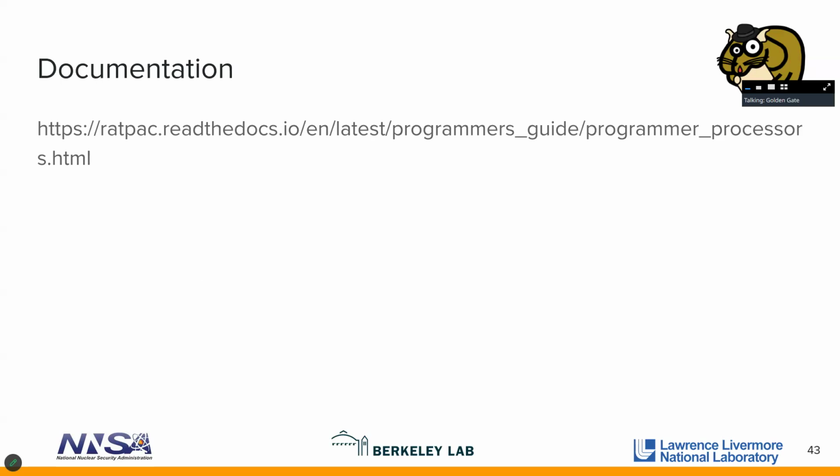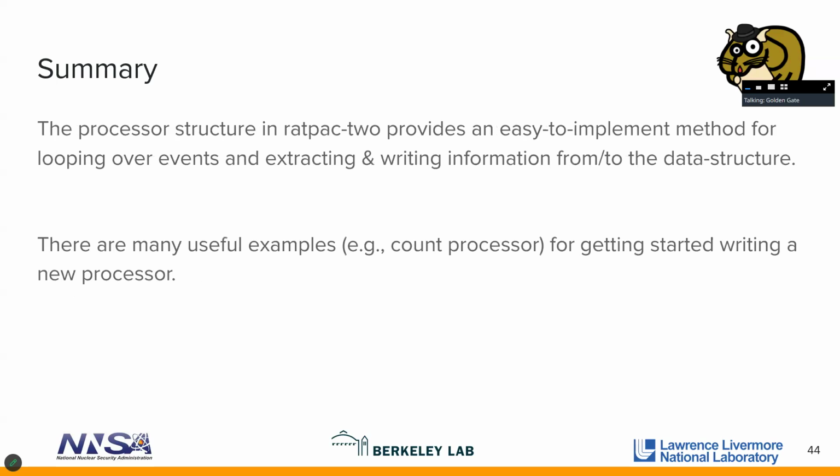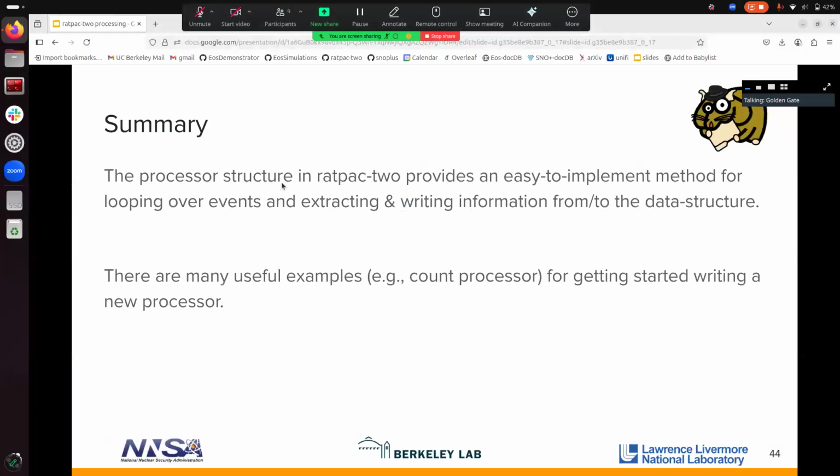Again, a lot of what I just talked about relating to building a processor is actually documented in the programmer guide, one of the only things in the programmer guide that's actually up to date. So writing a processor should be fairly well documented. Okay, and I think that's it. I would just say, processors are useful for looping over events, and there should be useful examples for getting started writing one. Okay, cool. Any questions?